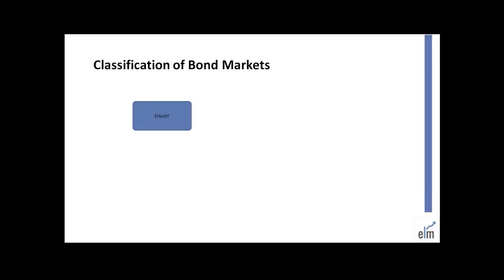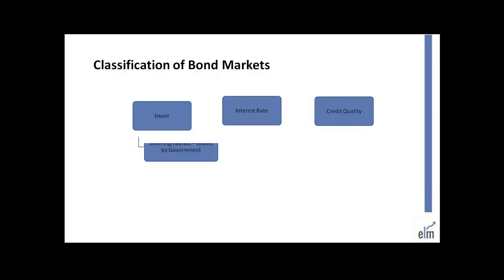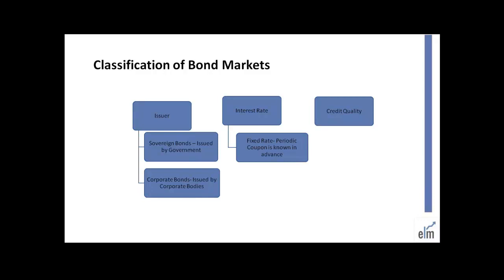Now, let us have a look at the classification of bond markets. Just to revise quickly, bond markets are those fixed income securities which have a maturity of more than 1 year. Bond markets can be classified on the basis of issuer, interest rate, and credit quality. Under the issuer category, we can have sovereign bonds, which are issued by the government, and corporate bonds, which are issued by corporate bodies.